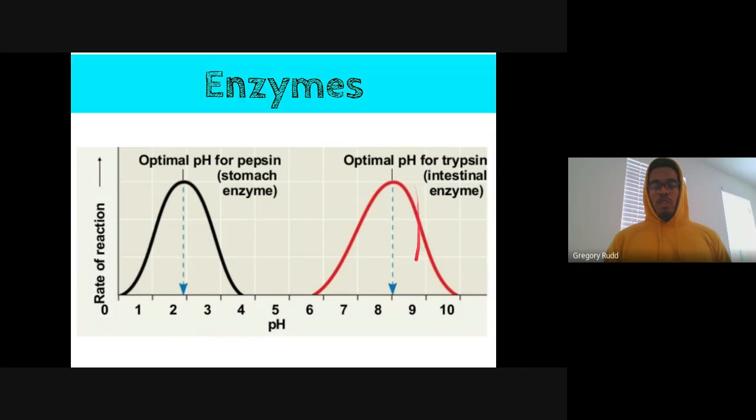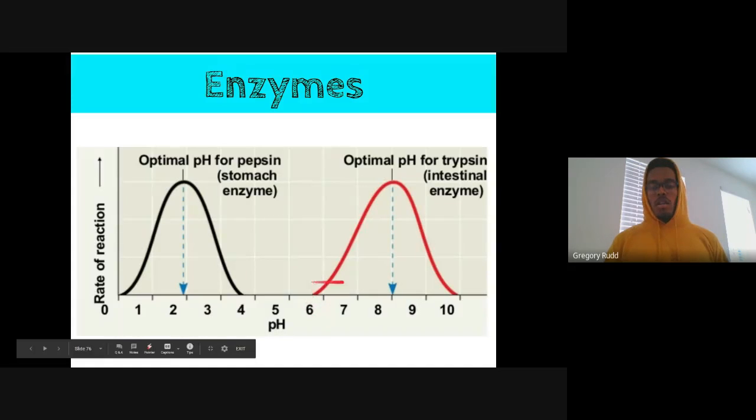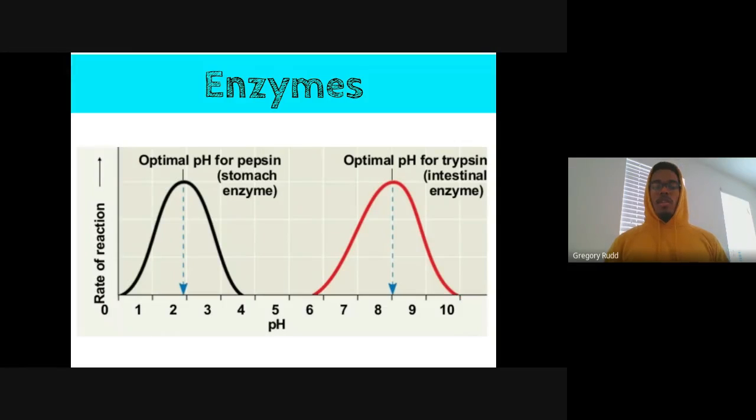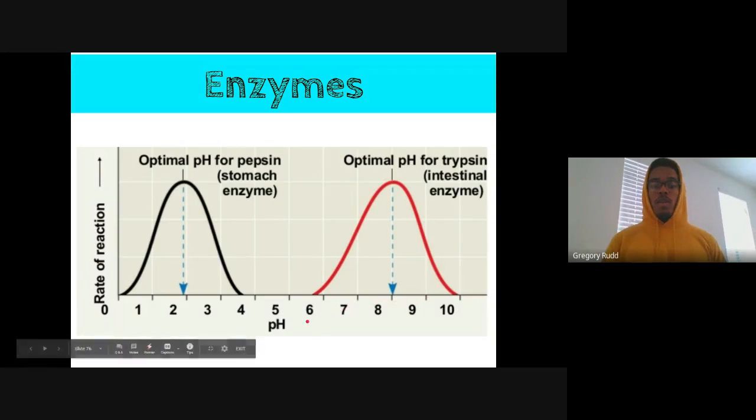For trypsin, again, its optimal pH is about 8. But as I move down the graph, it's not working as much. And then once I get to about 5.5 here, it no longer works at all. Or as I get to about 10 over here, it no longer works at all. All right, so that's what these graphs tell you. And you want to be able to do the same thing for temperature as well. So we could imagine that instead of pH on your x-axis down here, we had temperature.